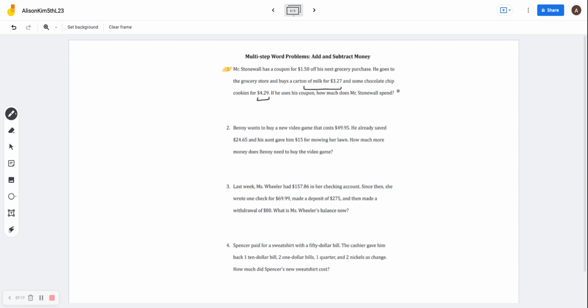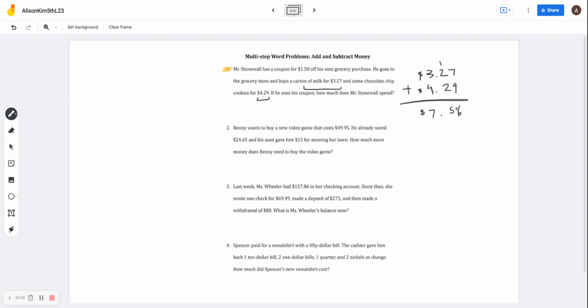We know that he bought a carton of milk for $3.27 and then chocolate chip cookies for $4.29. So to get our total, let's add them together. So $3.27 plus $4.29. So 7 plus 9 is 16, bring down the 6, bring up the 1. 2 plus 2 is 4, 4 plus 1 is 5. And then my decimal point, of course. And then 3 plus 4 is 7. And then I bring down my dollar sign. So he spent a total of $7.56.